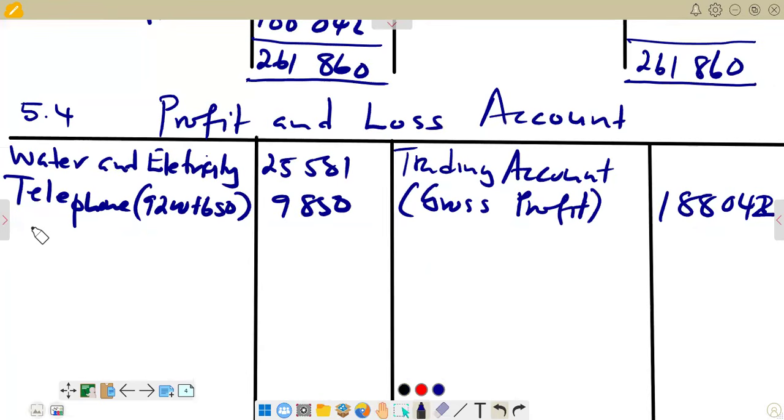So we are saying on the debit side, we have got rates, 1,220. And then we have got salaries, 125,700.